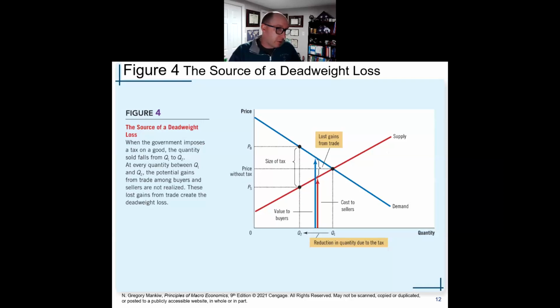So again, a deadweight loss is when both the buyers and the sellers do not benefit from the tax. The tax is simply remitted to the government. Therefore, it is a deadweight loss for both the buyers and the sellers.